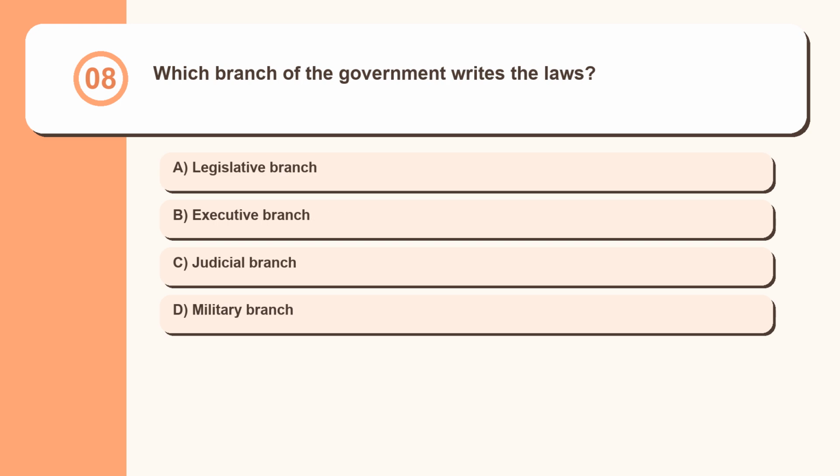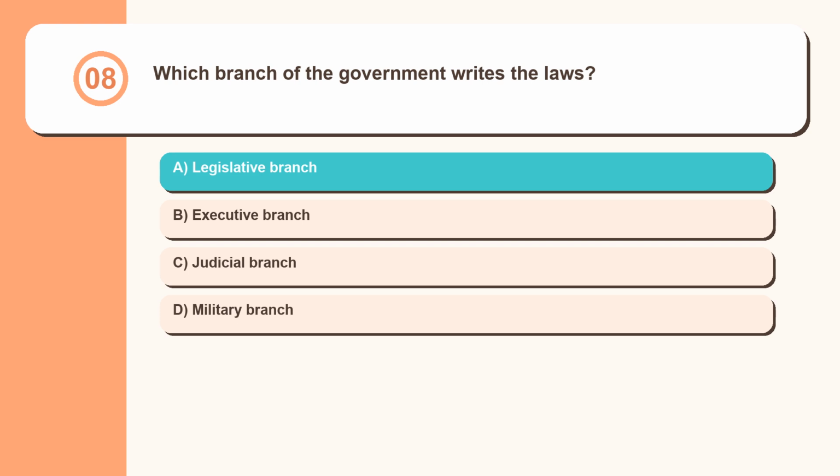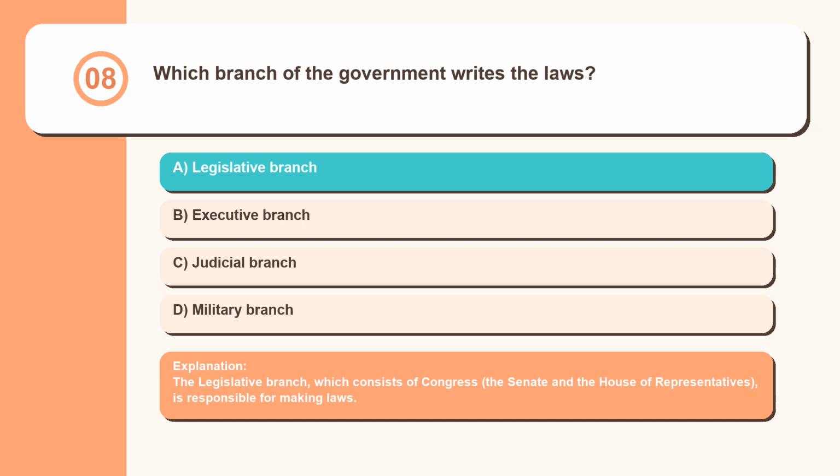Question 8. Which branch of the government writes the laws? Legislative branch, executive branch, judicial branch, military branch. The legislative branch, which consists of Congress, the Senate and the House of Representatives, is responsible for making laws.